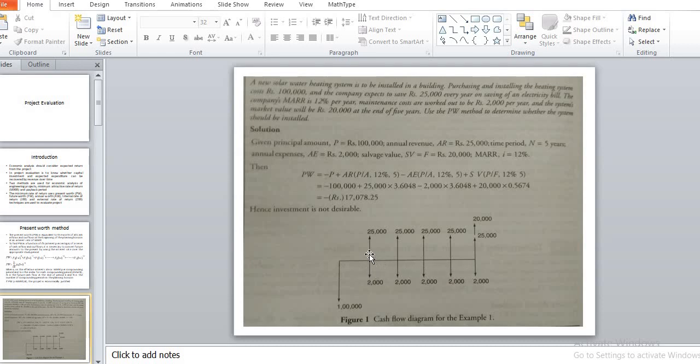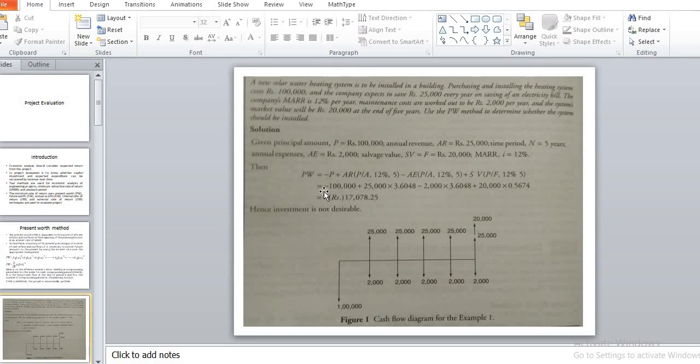For each year, after completion of 1 year, 25,000 of the electricity bill is saved. So after each year 25,000 electricity bill is saved. So these are the 25,000, 25,000, third, fourth and fifth year. And at the end of the fifth year again there is a value of that particular system. Salvage value is 20,000. So with this cash flow diagram we can consider this present worth.